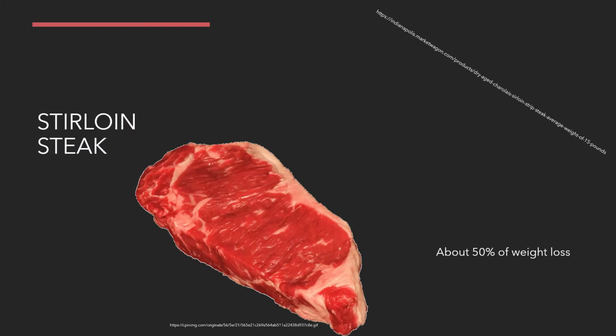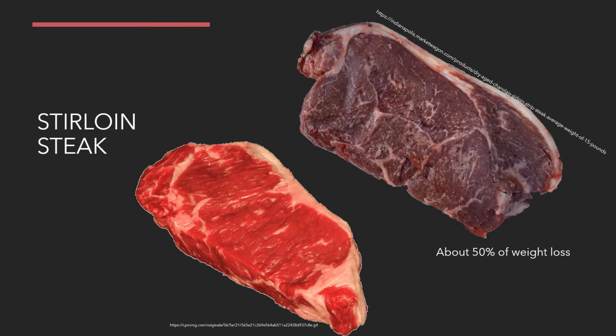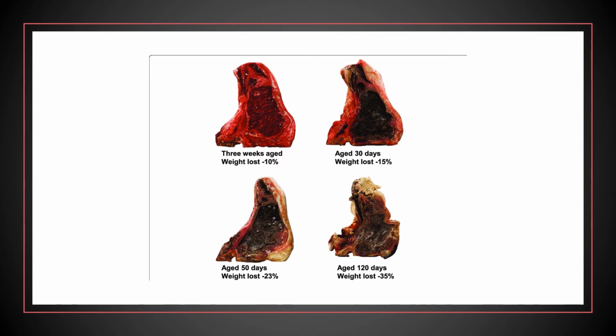Here we can observe a fresh beef and a dry aged beef. The main difference is that there is a 50% moisture loss. Here we can observe the process of dry aging. Here is a 3 weeks aged beef with a weight loss of 10%, and here is a 120 days aged beef with a weight loss of 35%.